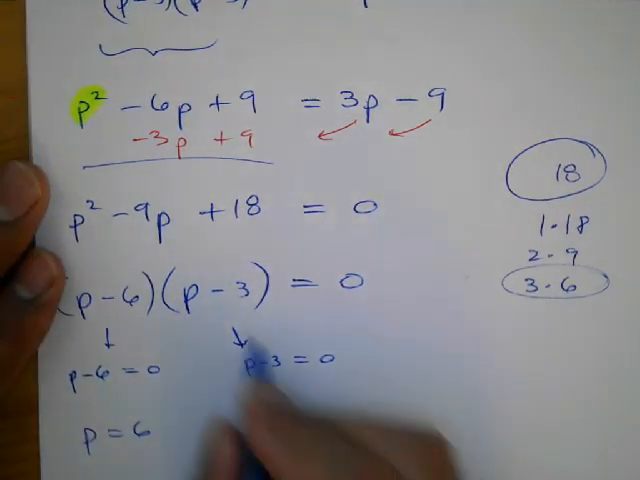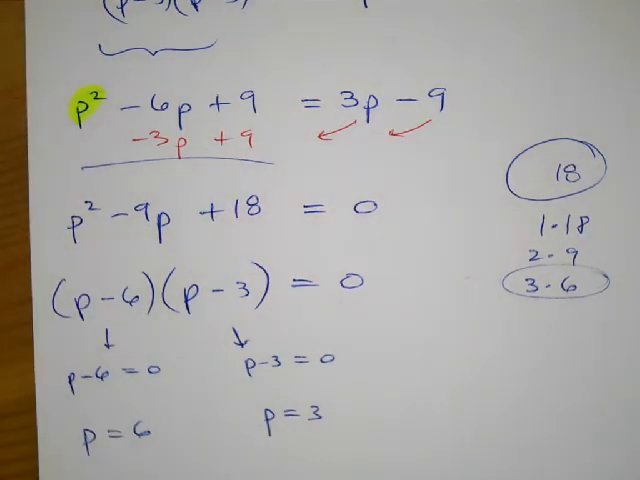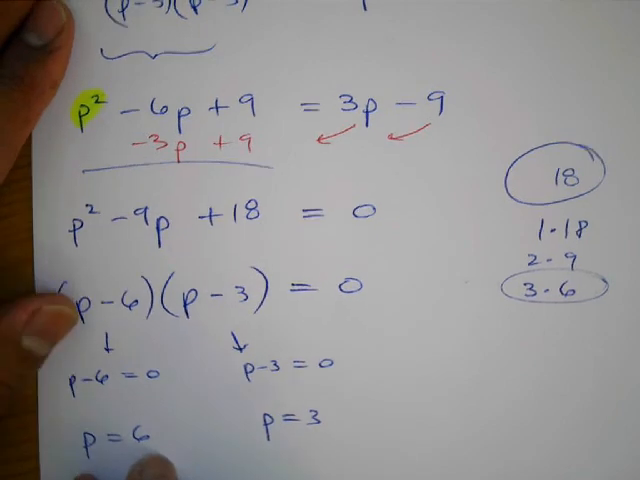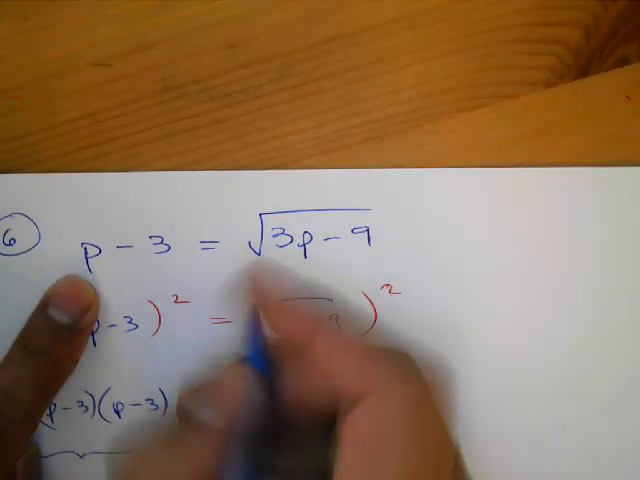And then how do you solve this? Well, this one you put p minus 6, set it equal to 0. This one's going to be p minus 3, set it equal to 0. Here you're going to get this answer, p is equal to 6. Here you're going to get this answer, p is equal to 3.